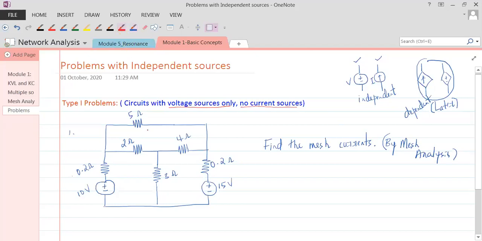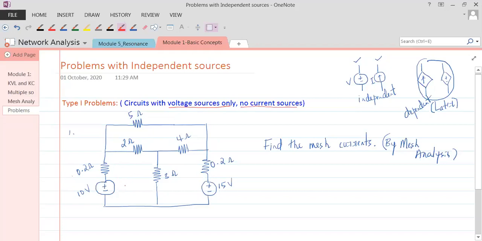We have to count the number of meshes. Can anybody give me the number of meshes here? How many meshes are there? Anybody? Three, exactly. Good. This is one mesh, second mesh, third mesh. So there are 3 meshes. That means we'll have 3 mesh currents.